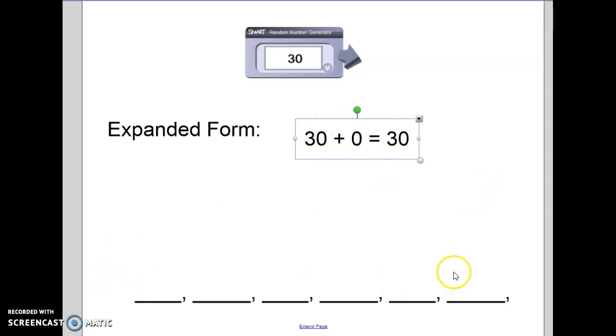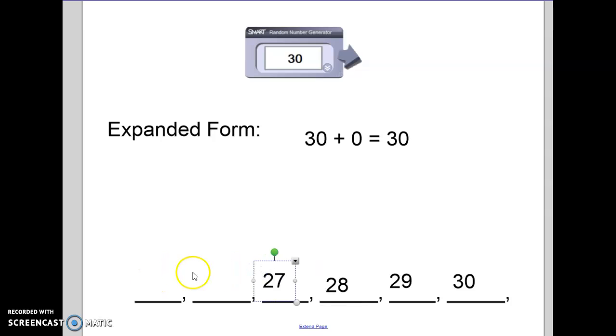All right, I'm going to put 30 here. We're going to go backwards. 30, 29, 28, 27, 26, 25.